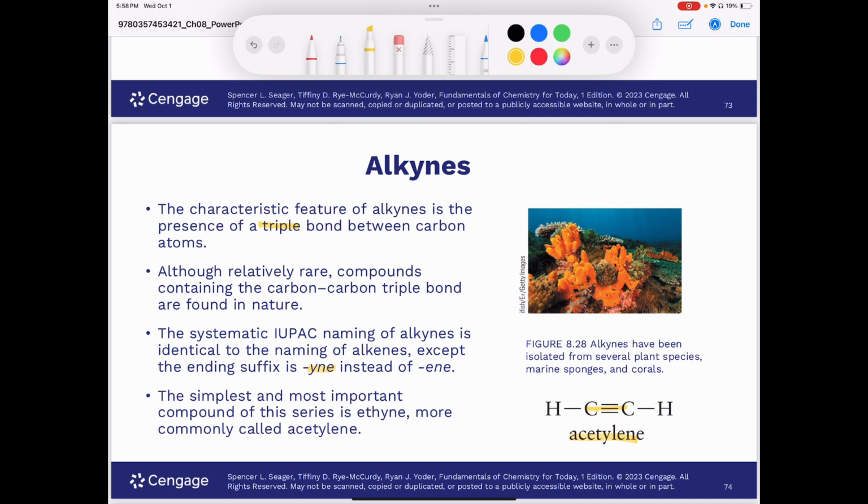Anyhow, maybe if we go through some examples, that would be better. But again, here, the simplest alkyne you can have is ethyne, and it's also known as acetylene. So these two names mean the exact same thing. Okay, so acetylene, the simplest possible alkyne we can have.